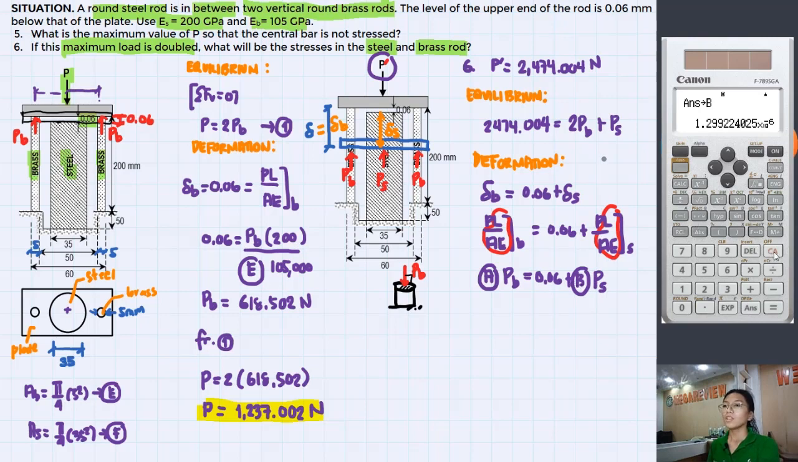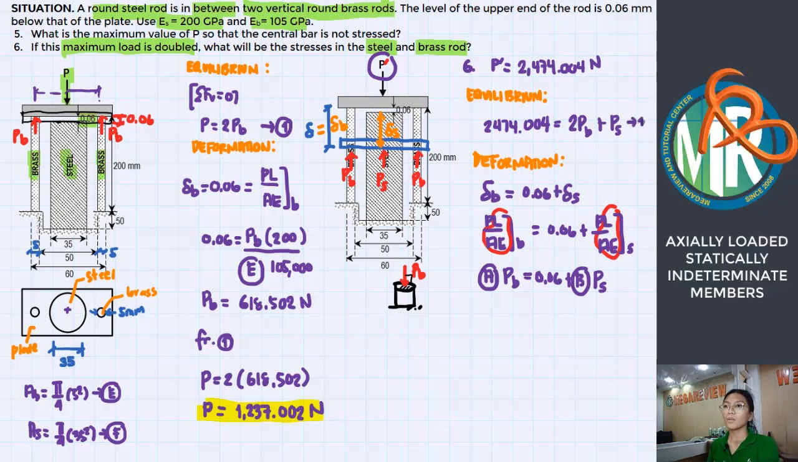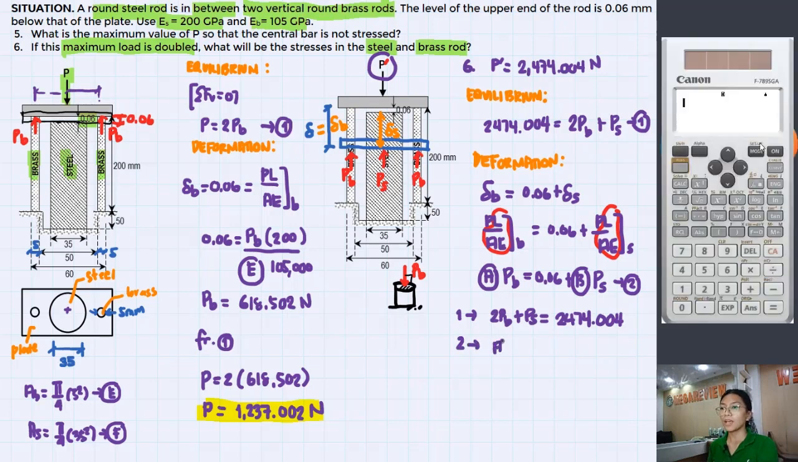Okay, ngayon, rearranging our equations. This is our equation 1, and this would be our equation 2. Our equation 1 is 2PB plus PS equals 2,474.004. Equation 2 natin would be, unahin natin since naka-PB to, so unahin din natin si PB. Then, ilagay natin si PS, so that would be negative B times PS equals 0.06.